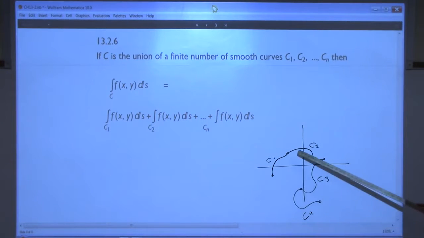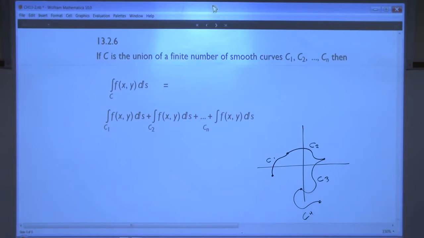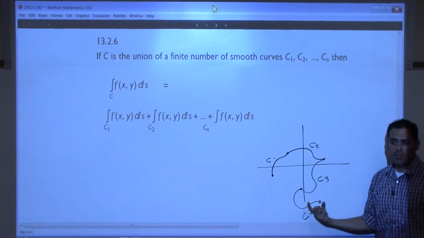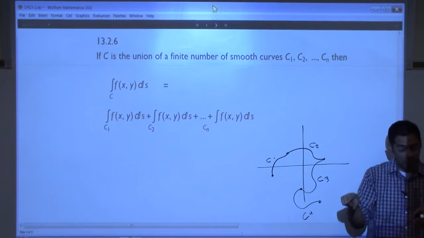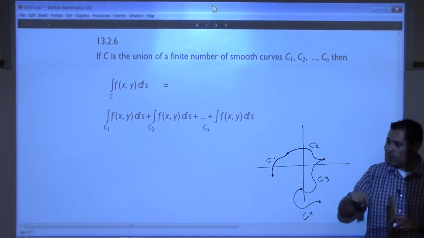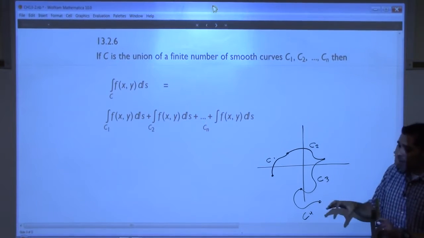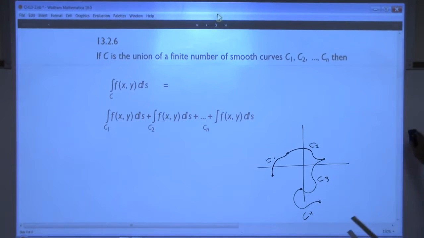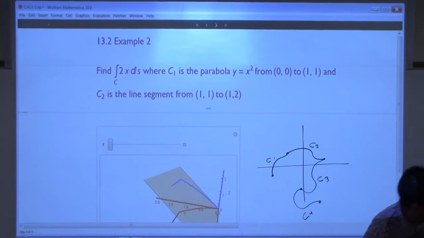Then these curves individually are smooth. Then what I could do is break this up into 4 different line integrals, because drawing C1 might require a certain parametrization of x and y, but drawing C2 might be a different parametrization. So I'm allowed to split it up. I believe the next example shows that, so we'll look at the picture here in a moment.